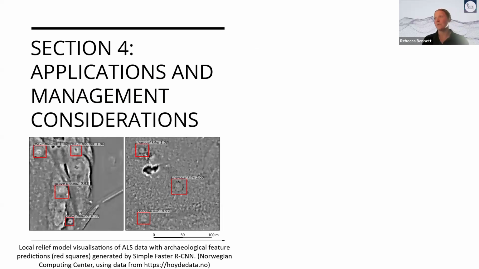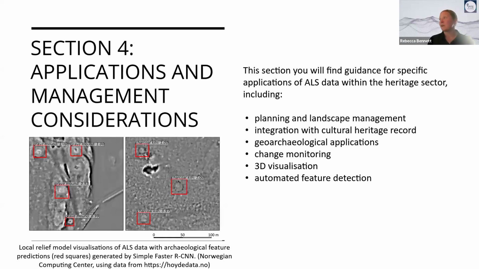Now, finally, section 4, application and management considerations. In this section, we've got guidance for specific applications of ALS data, including planning and landscape management, integration with cultural heritage records, geoarchaeological applications, applications of change monitoring, 3D visualization, and automated feature detection here as well. Within these applications, there's a lot of detail, a lot of information. It really is a go-to resource, I think, for those of you who are interested in finding out about these particular applications of ALS data. It's a great starting point.